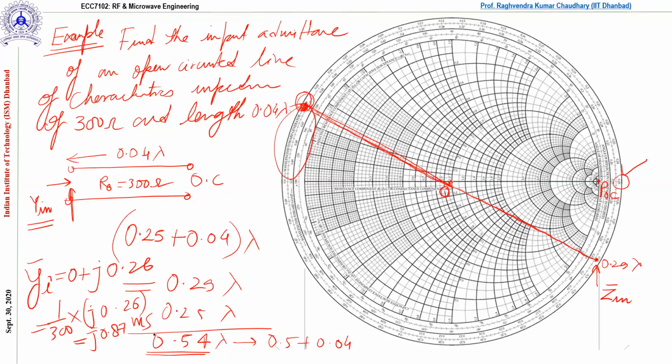Correct. I cannot draw very precisely. It requires a geometry box and all the things, but I roughly mark the point and match the lines. But you need to do it precisely over the Smith chart. Otherwise the things will not be very clear.